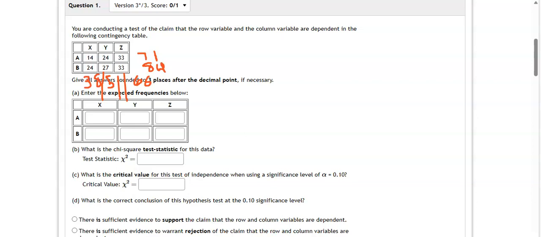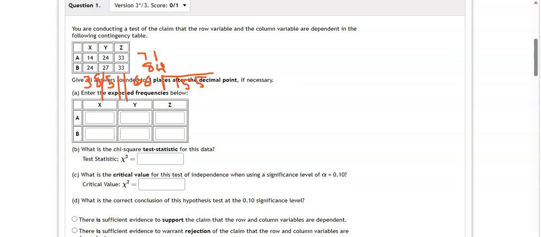And then I want the total for both of those rows added together, or all of the column totals added together. It should be the same amount. And that's 155. So the final total, I'll put it over here, is 155. Okay, so now that I've got the totals for the columns and the totals for the rows, we're ready to do these expected frequencies down here.